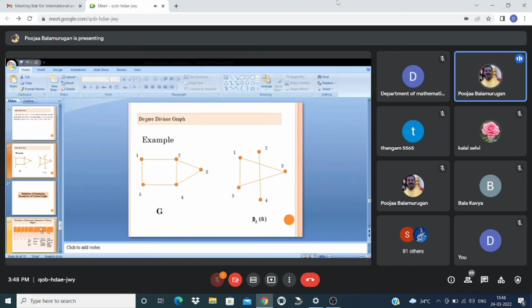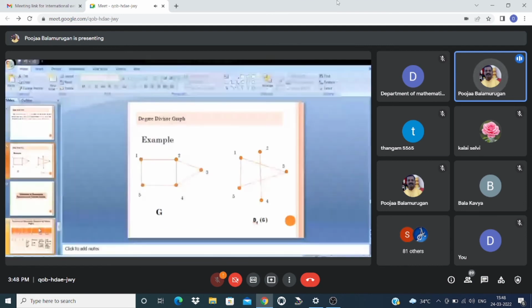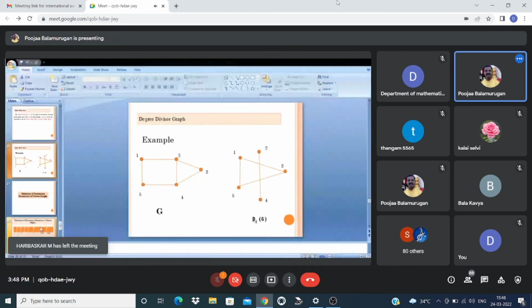Okay. The vertex 3 has degree 2. The vertex 4 has degree 3. The vertex 5 has degree 2, right? The first point has degree 2, the second point has degree 3. So 2 does not divide 3, so you could not give any line between 1 and 2. So there will be no line between 1 and 2.